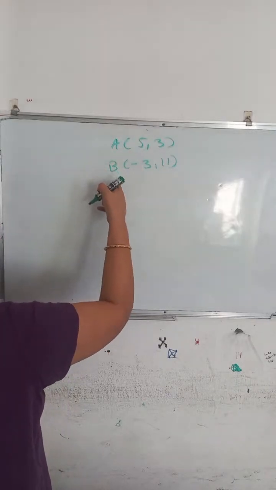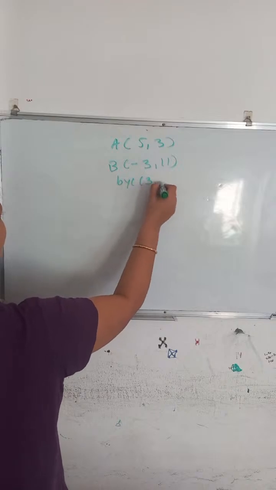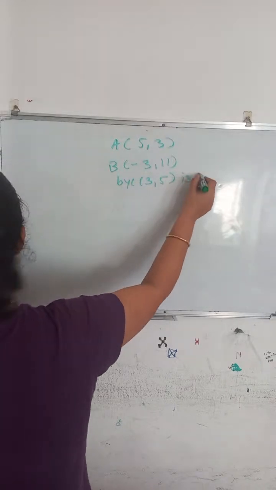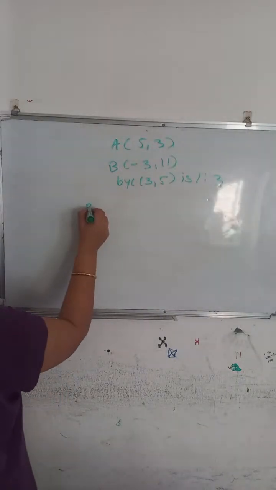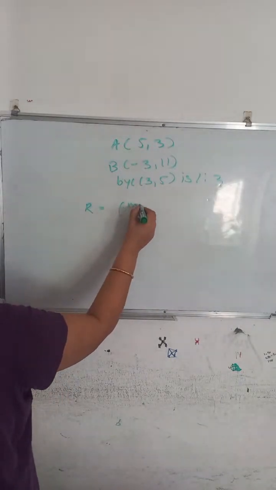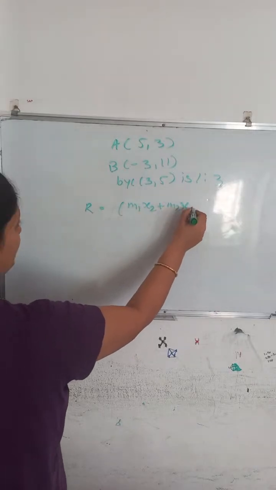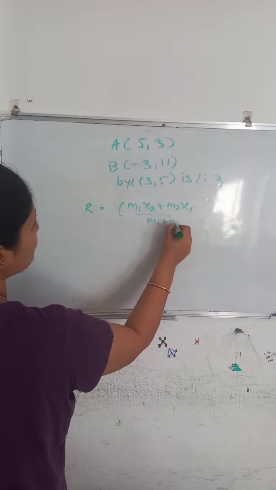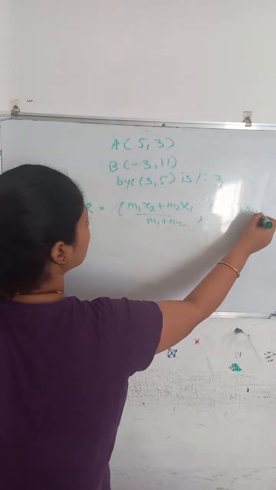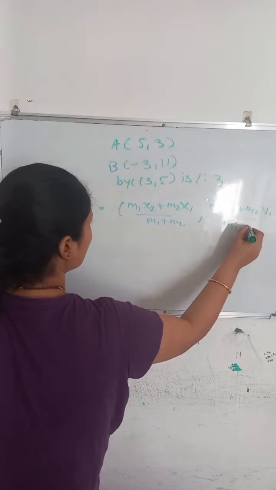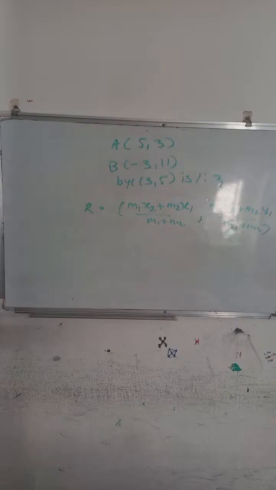Okay, and which divides internally the points given, C given (3, 5), in the ratio 1:3. Okay, and the assertion and reason is given. They are using the formula (m1 x2 + m2 x1) upon (m1 + m2), and for y, (m1 y2 + m2 y1) divided by (m1 + m2). So what is the option here?